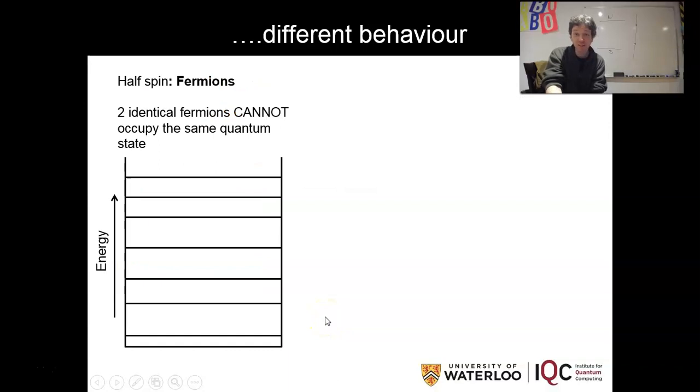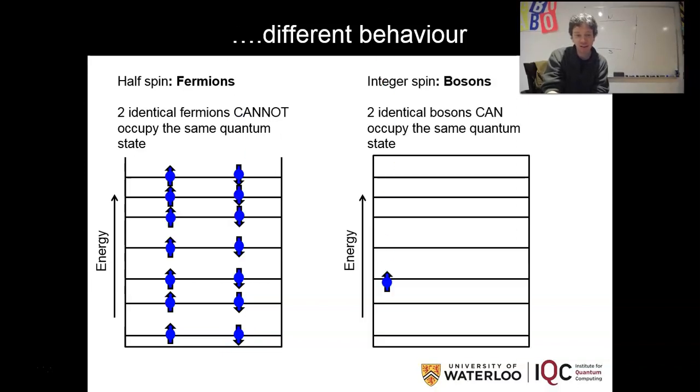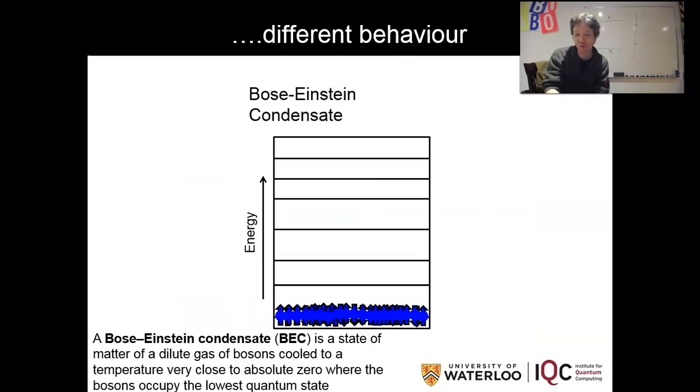Now fermions, which can only have a half spin, follow the Pauli exclusion principle that you learned about in chemistry. You cannot have two spins in the same state, right? So you can't do that, and so it fills up like that. However, the Pauli exclusion principle is only true for fermions. Bosons can occupy the same quantum state.